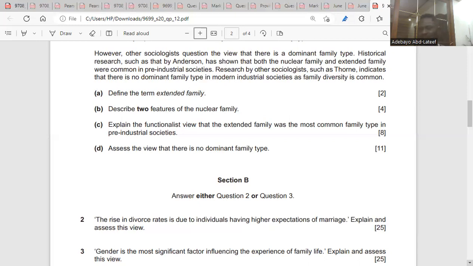The second point: elderly, infirm, sick family members relied on their kin for care. In the pre-industrial society, where there is no health facility, you have to rely on family members to take care of you with their traditional knowledge. If someone is sick, there's no hospital to take them to. They use herbs, so some of the family members are skilled in using herbs. You have to rely on them to make sure you are fine. So that's why functionalists are saying that in the pre-industrial era, extended family is the order of the day. That is the dominant family then.